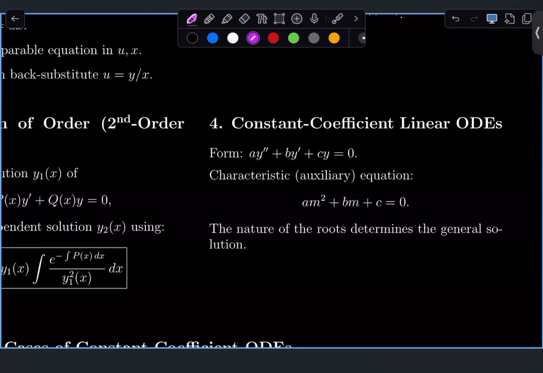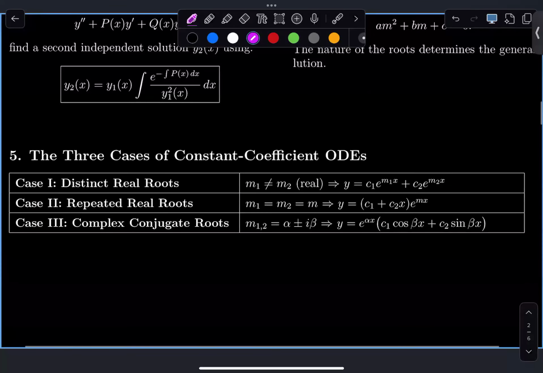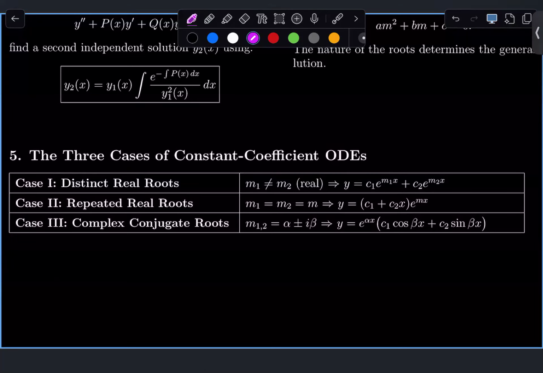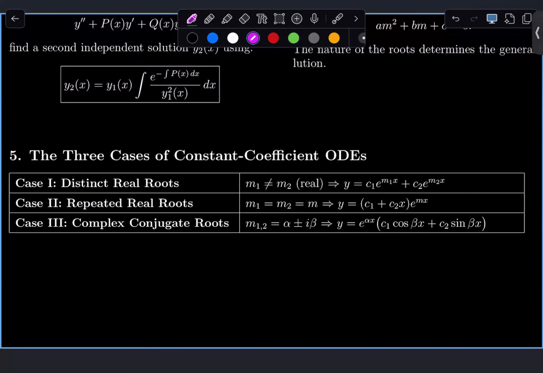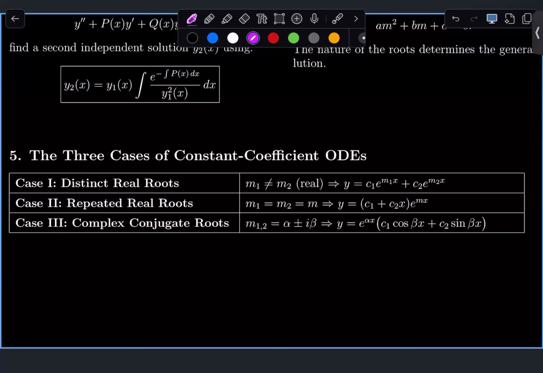different cases. And always in your exam, first identify which case you have. So if you have 2 real roots that are not the same, that's case 1, distinct real roots. And the solution of that case is something like this: C1 e to the m1x plus C2 e to the m2x. If you have repeated roots that are real, let's say m1 is equal to m2, then your solution looks like this: C1 plus C2x times e to the mx.